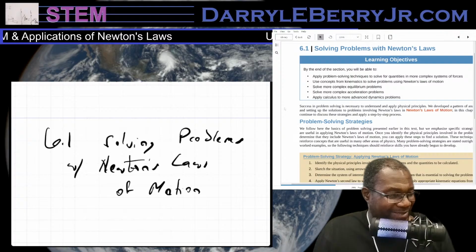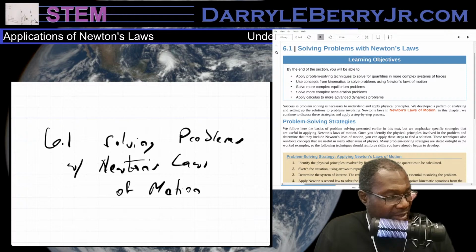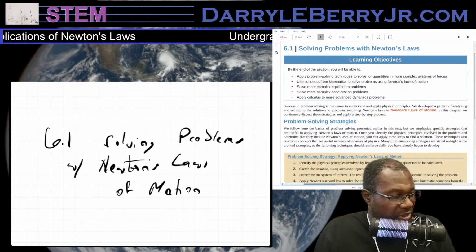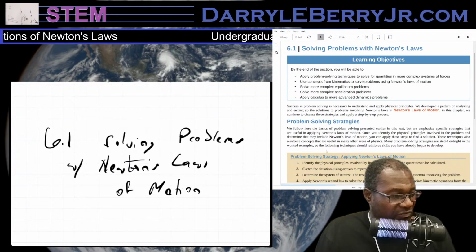Success in problem solving is necessary to understand and apply physical principles. We developed a pattern of analyzing and setting up the solutions to problems involving Newton's laws of motion. In this chapter, we continue to discuss these strategies and apply a step-by-step process, problem-solving strategies. We follow here the basics of problem solving presented earlier in the text, but we emphasize specific strategies that are useful when applying Newton's laws of motion.